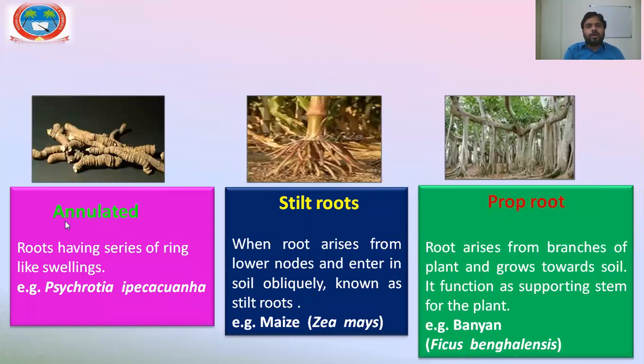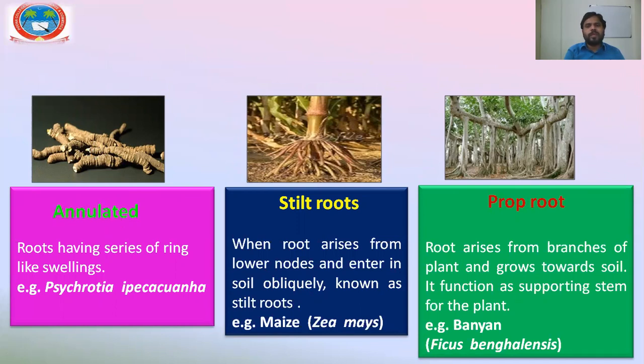Now we talk about the annulated root. What is an annulated root? As the name indicates, annulated means such type of root having a ring-like structure at their surface. Such type of root is called an annulated root.